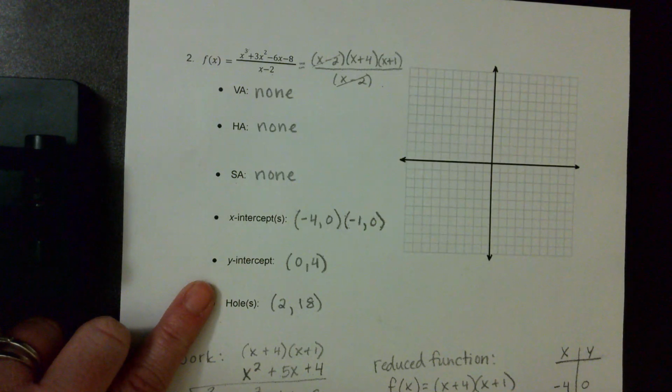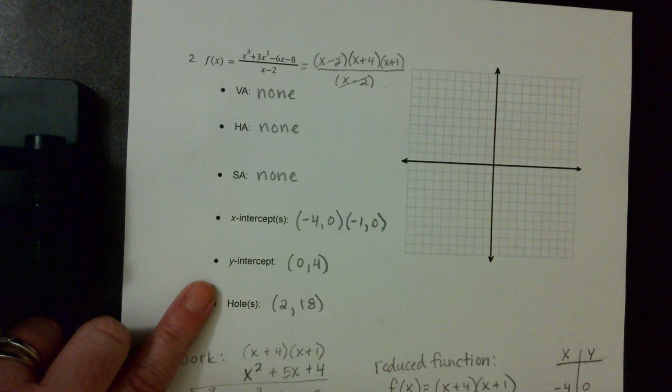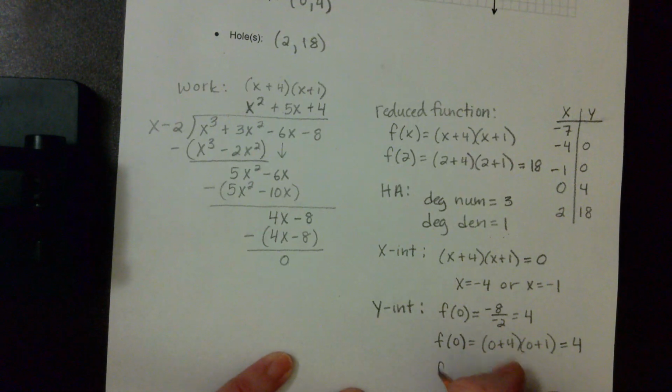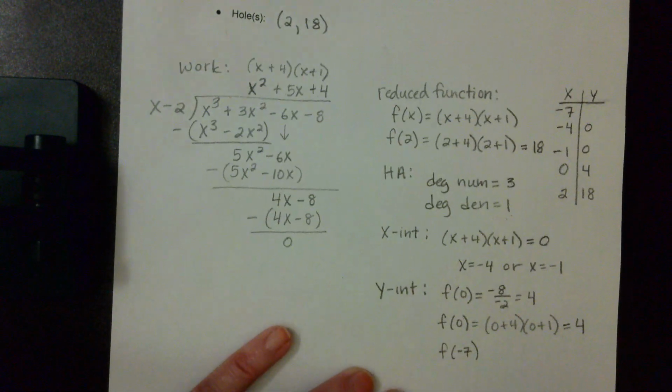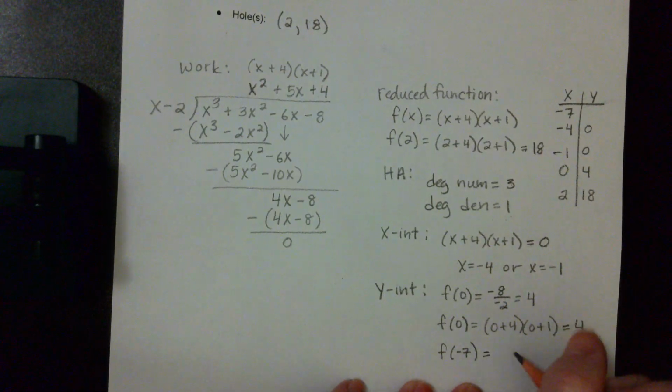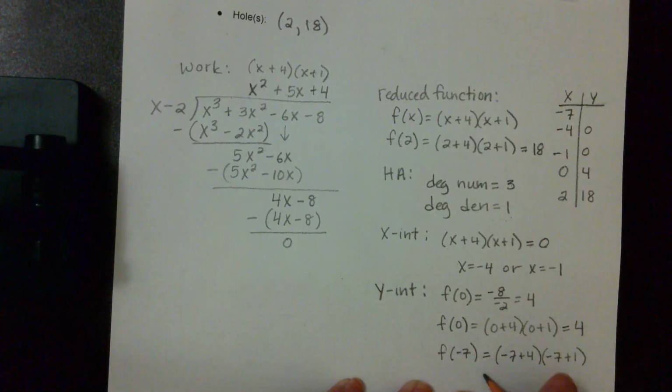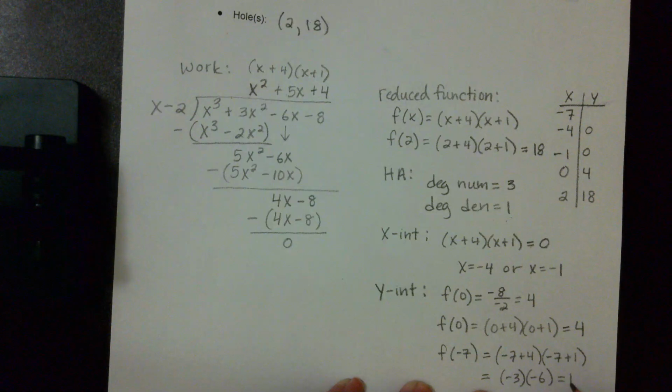At 2, I'm at 18. Okay, so this is 3 from here. I'm going to go 3 in the other direction. So -7. I'm just going to pause right now. Actually, I can probably do that pretty quickly. So if I want to find f of -7, I think putting it into my reduced form, so -7 plus 4 and -7 plus 1, that gives me -3 times -6, so that would be 18.